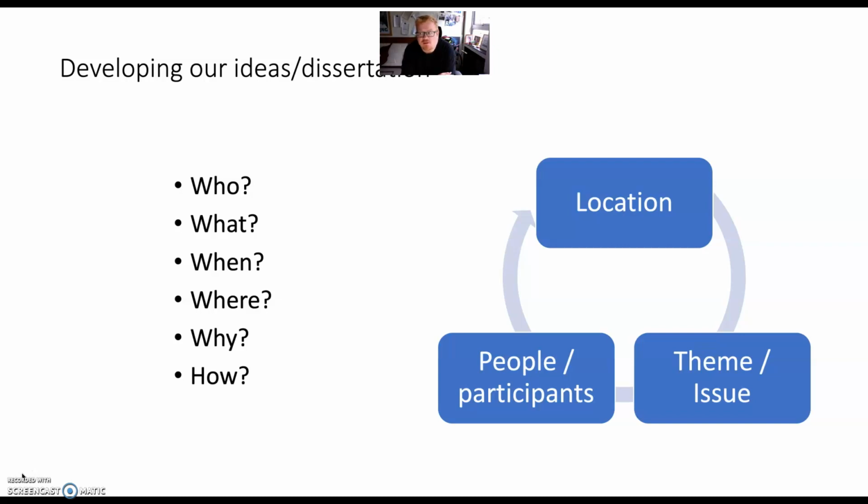So if you're interested in a particular location, and it might be your hometown or your home country, then that might be the place to start. If there's a particular theme within planning, urban design, real estate or environmental management that you're interested in, that might be where you start. Or if it's a group of people, be it local stakeholders, communities or politicians or policymakers or developers, you might wish to start there.